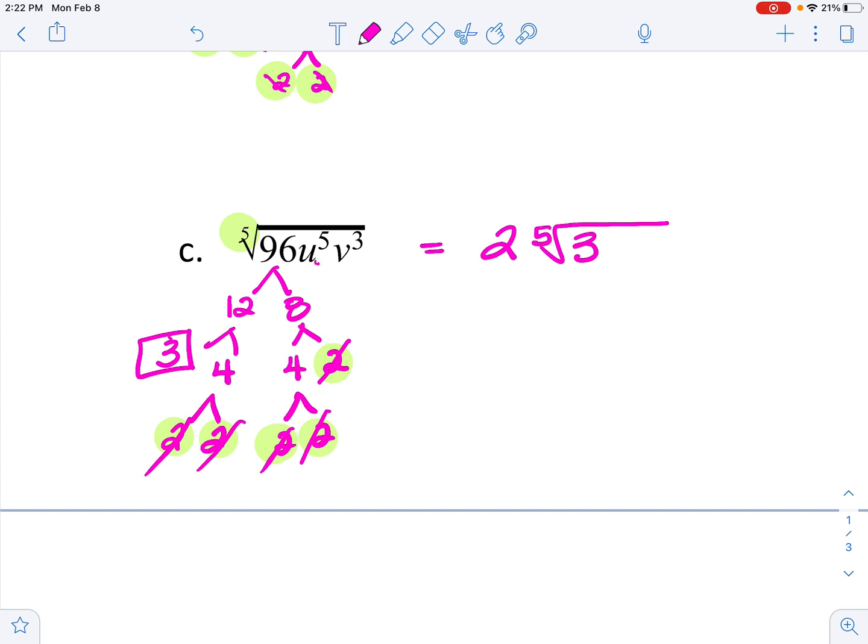Now, if I expanded this into u to the 5th, you would see 5 u's. And if I need 5 in order for one of them to come out, so guess what? 1 u comes out, so it's going to be 2u, the 5th root of 3v to the 3rd.